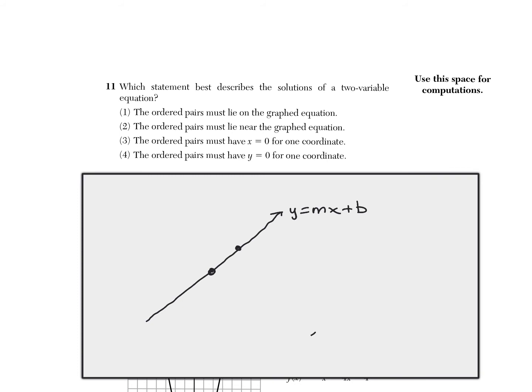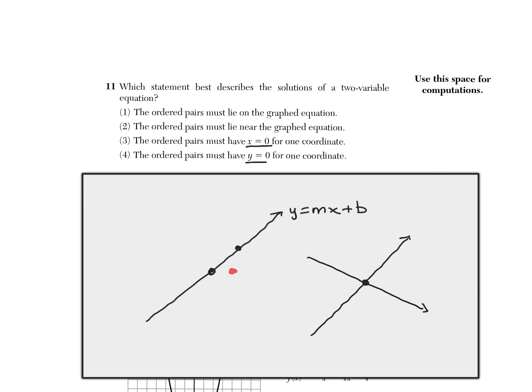If you have a system of equations and they're crossing, your solution needs to be where they cross. There's no rule that says it has to be that one of the coordinates is 0, or that the coordinate for y is 0. The ordered pairs don't need to be near the graphed equation. That would mean that they are not a solution. If they're lying off to the side here, it's not actually part of that equation.